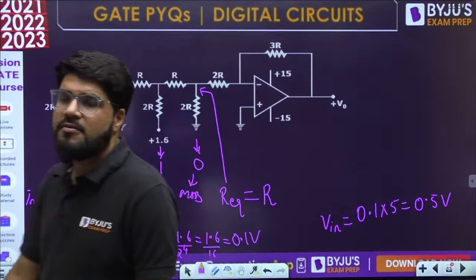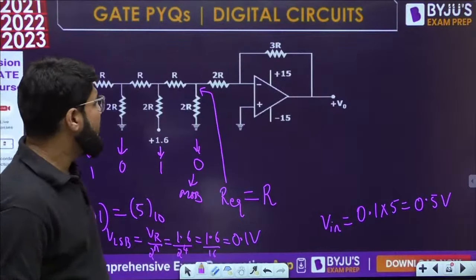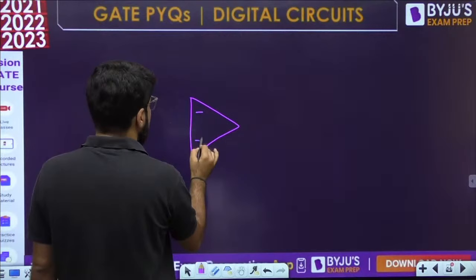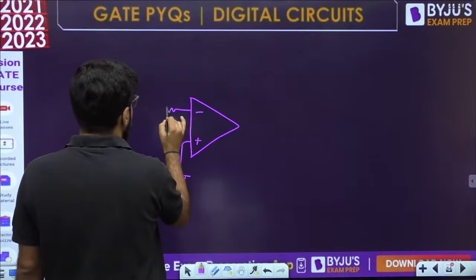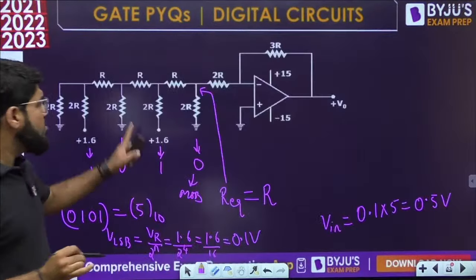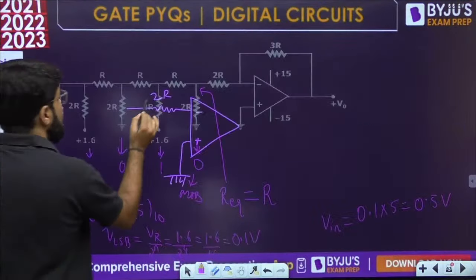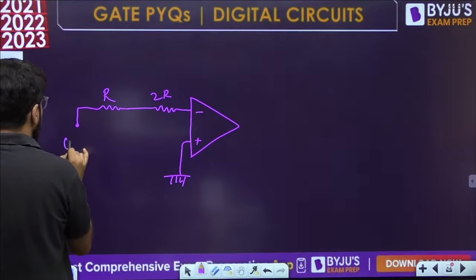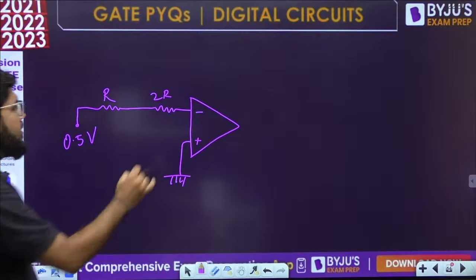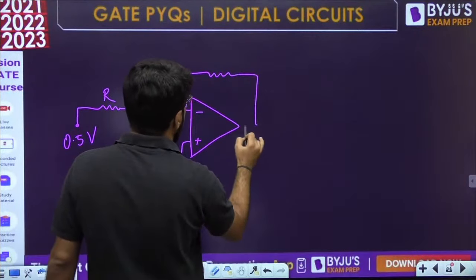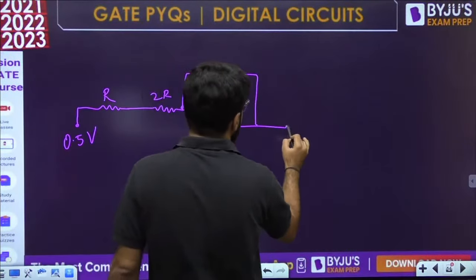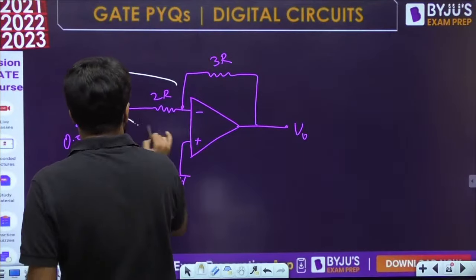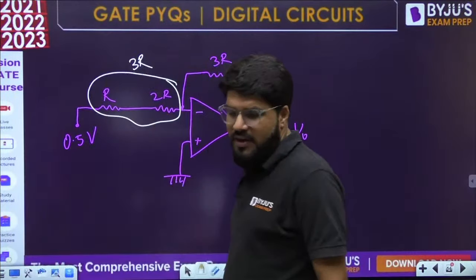When converted to analog format, it is 0.5. So let me draw the equivalent picture here. There is this additional resistance 2R, but the equivalent resistance of the R2R ladder we know is R. Let us consider this 0.5 volt here, and then we have the RF that is given as 3R, and this is the analog output V0. The R2R is in series, so this is again 3R. So RF and the total resistance are equal.